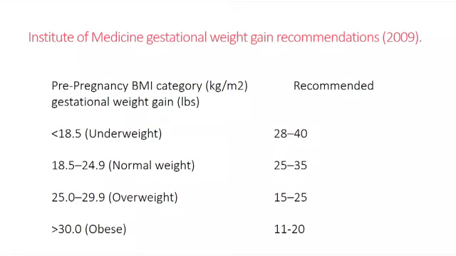If they're under 18.5 BMI, the recommendation is 28 to 40 pounds. 18.5 to 24.9 is 25 to 35. 25 to 29.9 is 15 to 25. And more than 30, which is most of the population, 20 is the max. So, keeping that in the back of the mind, we should reassure moms that they don't really need to gain too much weight. Don't worry if you're not gaining weight, especially those with an obese-level BMI.